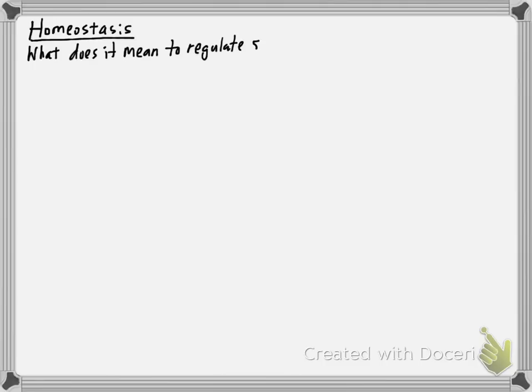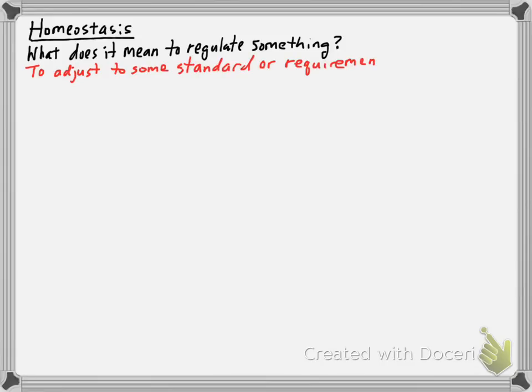When we're regulating something, it means we're changing it or adjusting it to maintain it around a certain standard. We're required to keep whatever this condition is around a certain point or a certain standard. So let's write down what the dictionary says. It says to adjust to some standard or requirement. That's what we're doing when we regulate something. We're making changes so it's where we want it to be.